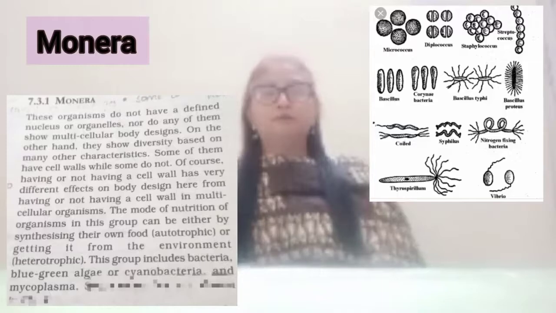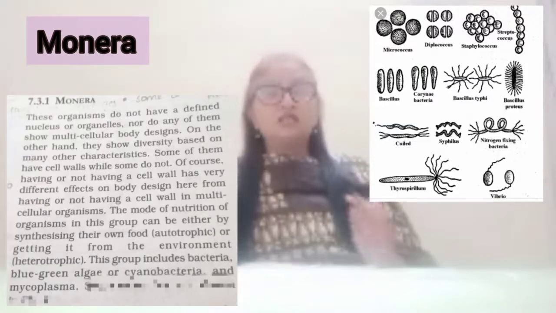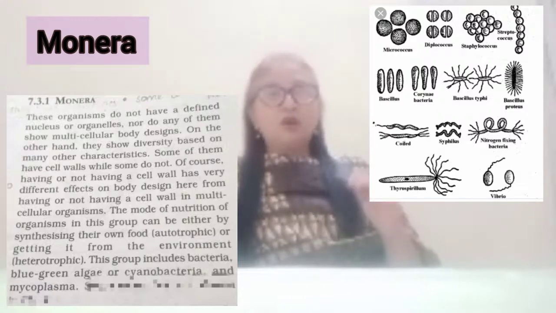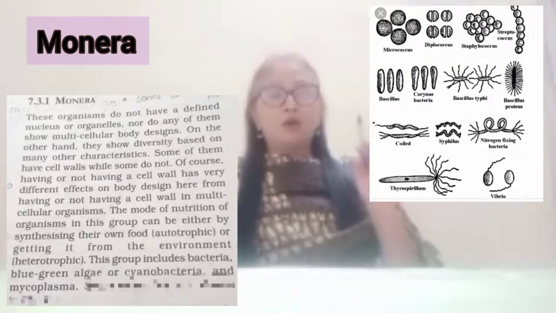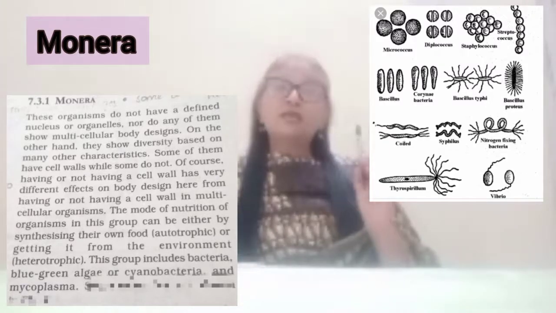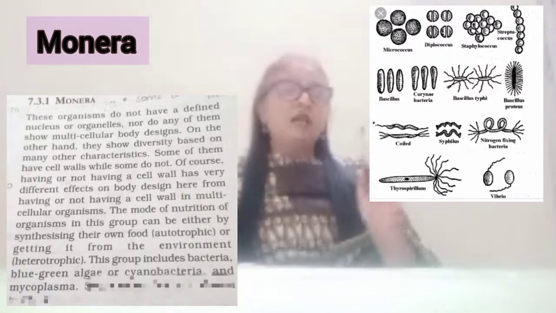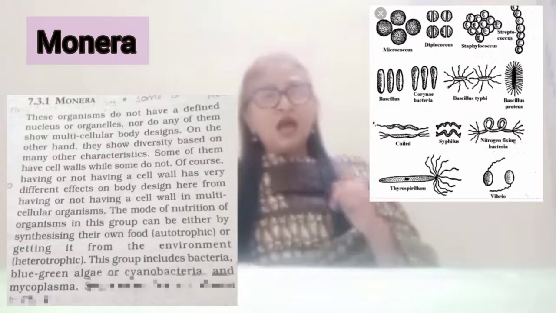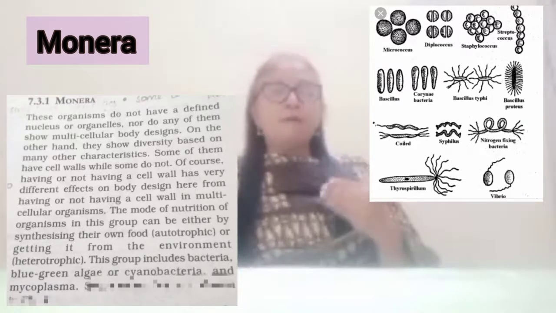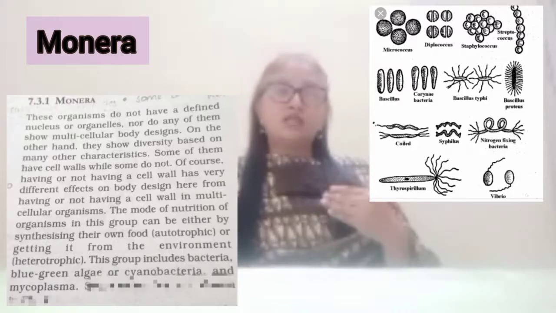Now let us see what are the details of these 5 kingdoms. First of all, Monera. They are also called as Monerans. Kingdom Monera. And all the organisms belonging to this kingdom are known as Monerans. Monerans are usually unicellular, prokaryotic. They are either heterotrophic or autotrophic. Some of the members have cell walls, but some do not.